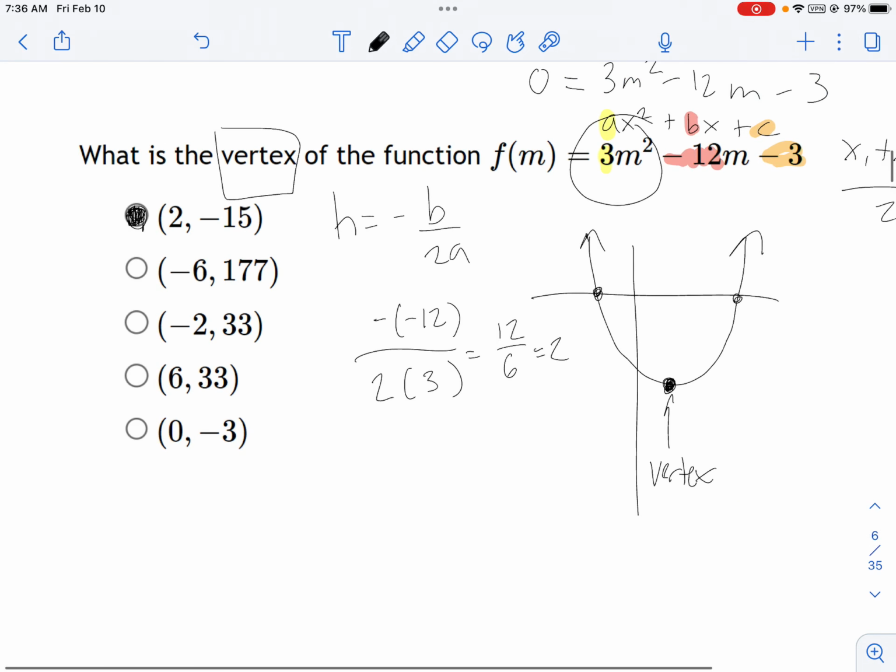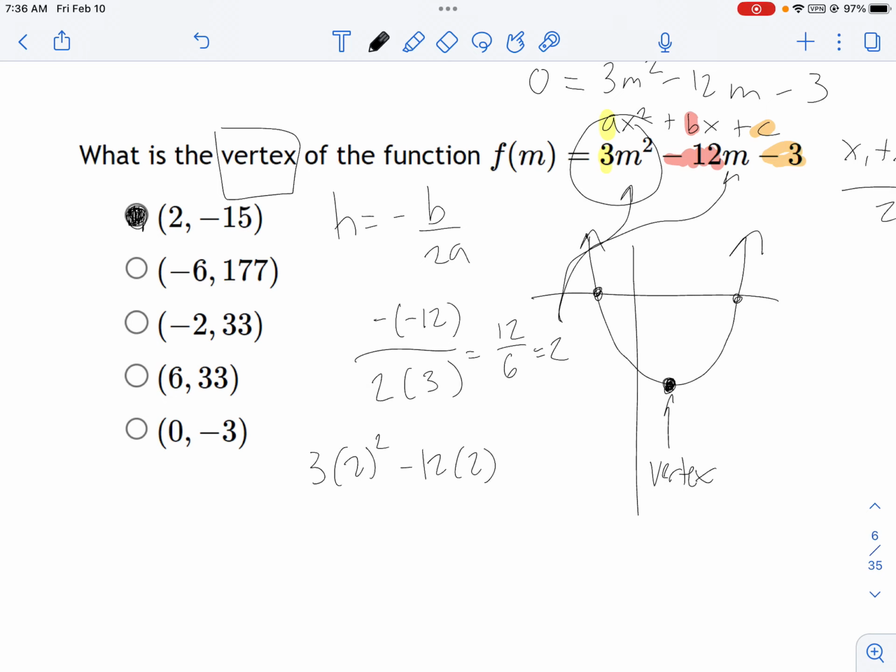Okay? Now, another way we could find the y coordinate, if you want to be for sure, all you have to do is plug 2 into your m's. So then you say, all right, well, 3 times 2 squared minus 12 times 2 minus 3. 2 squared, remember exponents before multiplication, 2 squared is 4. 4 times 3, 12. Negative 12 times 2, negative 24, minus 3. 12 minus 24, negative 12, minus 3, negative 15. So we plugged in 2, we got negative 15 back. That is the coordinate of your vertex.